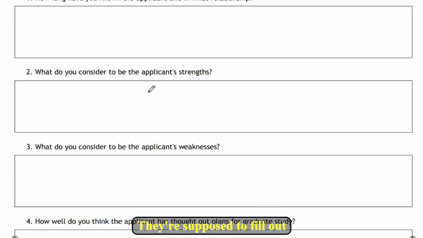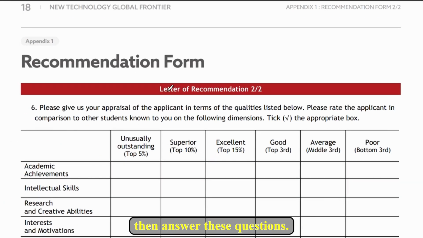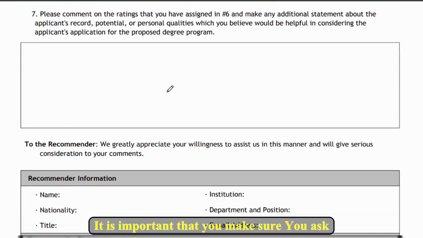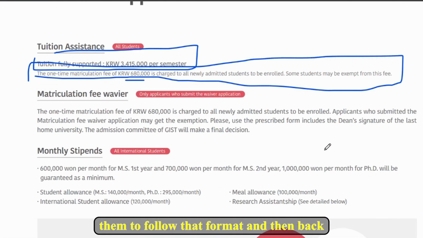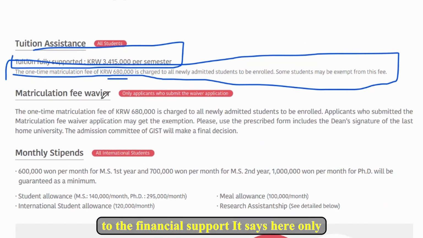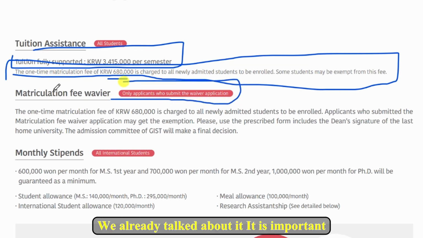They're supposed to fill out all of this information and then answer these questions. It is important that you make sure you ask them to follow that format. And then back to the financial support. It says here only applicants who submit the waiver form. We already talked about it.